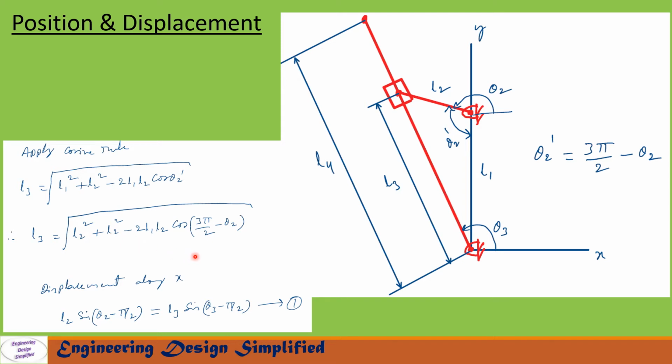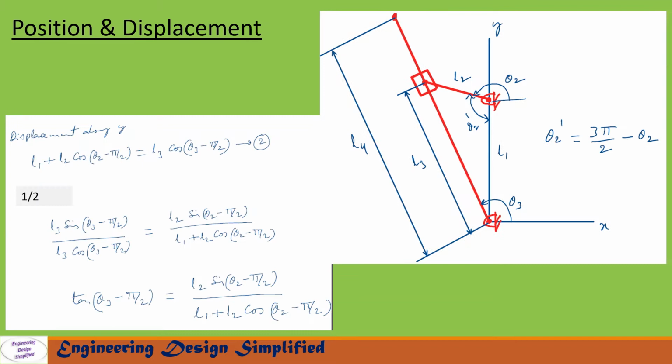Now let us write displacements along x-axis. So along x-axis, L2 sin of theta 2 minus pi by 2, this angle is theta 2 minus pi by 2, equal to L3 sin of theta 3 minus pi by 2. So this angle is theta 3 minus pi by 2. In the previous slide, we have written displacements along x-axis. We call that equation 1.